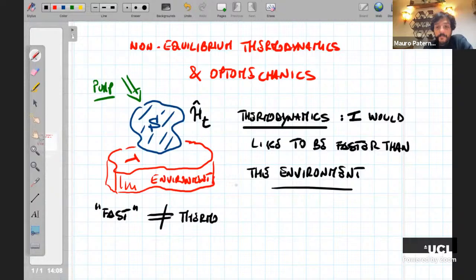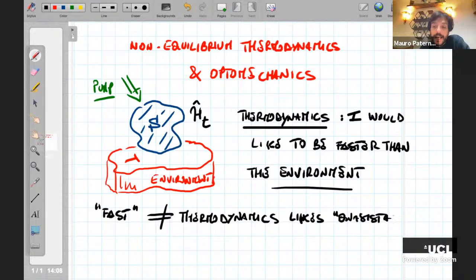Open any textbook in thermodynamics, and the first notion that you have to learn is that you have to actually be quite slow, quite gentle in manipulating your system. Any process has to require a quasi-static transformation. So thermodynamics likes quasi-static.